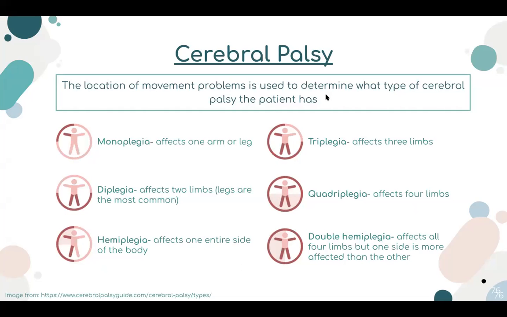And the location of movement problems is used to determine what type of cerebral palsy the patient has. So you have monoplegia, which affects one arm or leg; diplegia, which affects 2 limbs. Usually legs are the most common case. Hemiplegia, which affects one entire side of the body; triplegia, which affects 3 limbs; quadriplegia, which affects 4; and double hemiplegia, which affects all 4 limbs, but one side is more affected than the other.